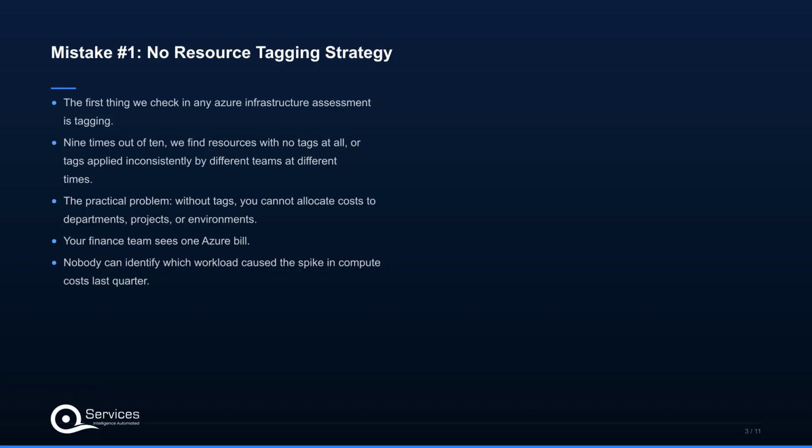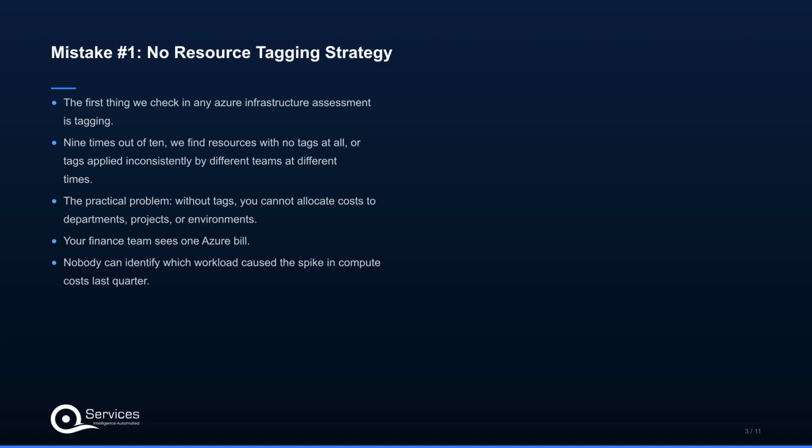The first thing we check in any Azure infrastructure assessment is tagging. 9 times out of 10, we find resources with no tags at all, or tags applied inconsistently by different teams at different times. The practical problem: without tags, you cannot allocate costs to departments, projects, or environments.